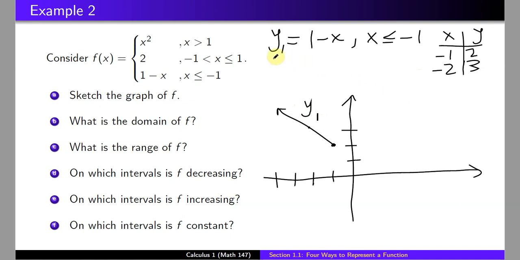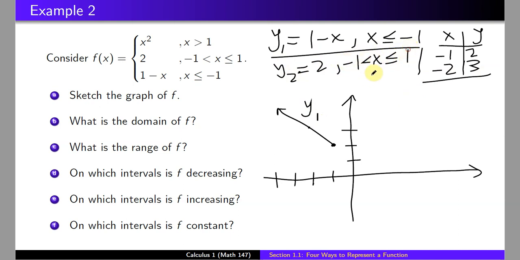Okay, so let's do the second piece. The second piece, y2, equals 2 is the equation. And this is valid for x values between -1 and 1, not including -1, but including 1. Again, we ask ourselves, what kind of equation is this? Well, this appears to be an even easier line than we had before for the first part. It's a horizontal line at a height of y equals 2.